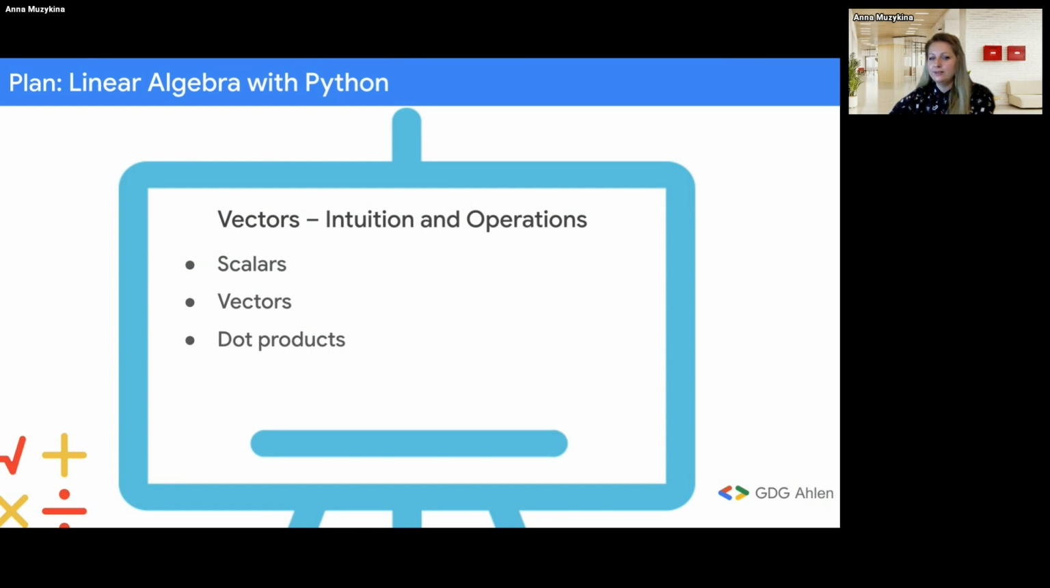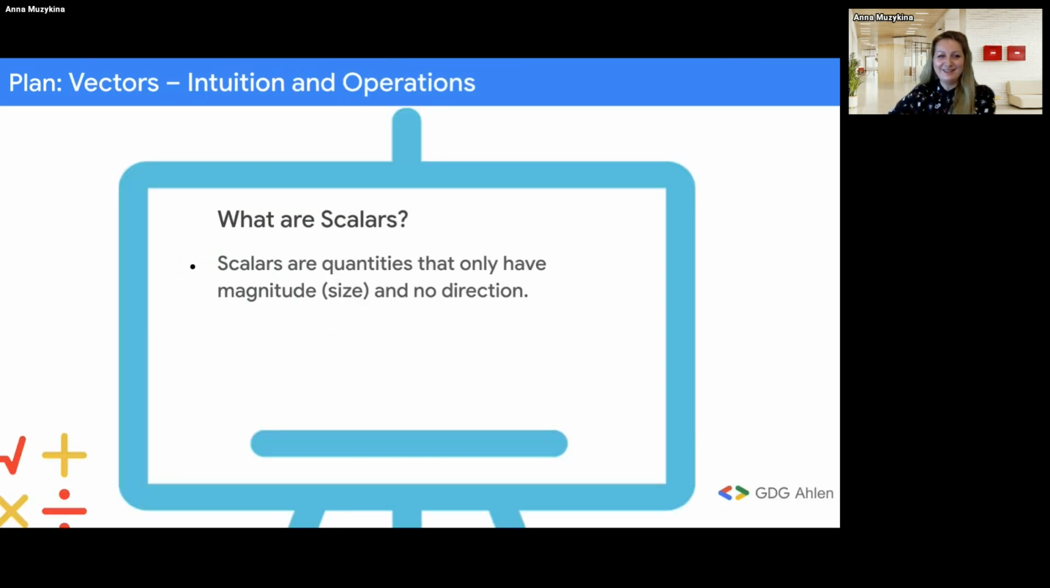So let's get started. Today's lesson will be light. It's not a hard topic to discuss. So to begin, let's talk about scalars.